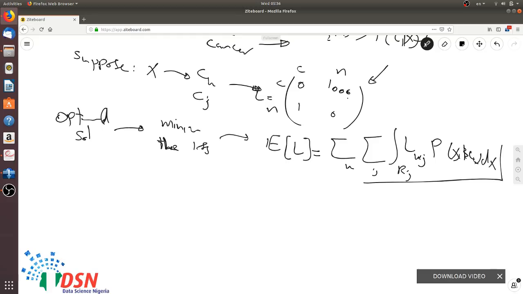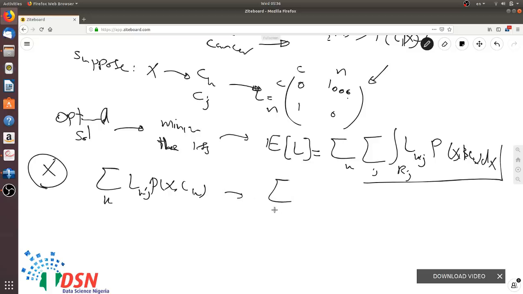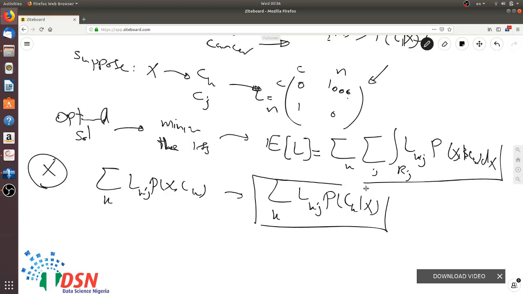Now, if we have an x and we want to decide which class x belongs to, we just need to compare the value of the probability of Ck given x. For different values of j, we could compare these values and assign x to that class.